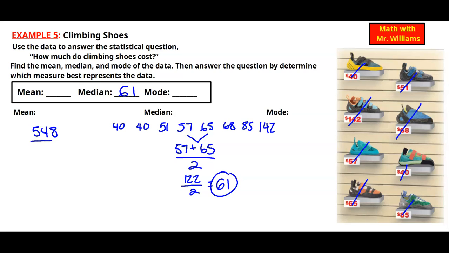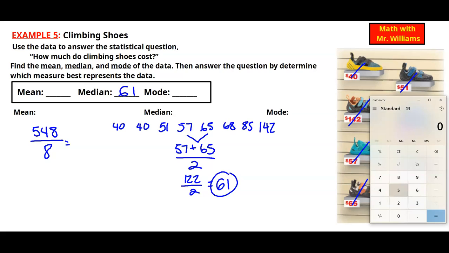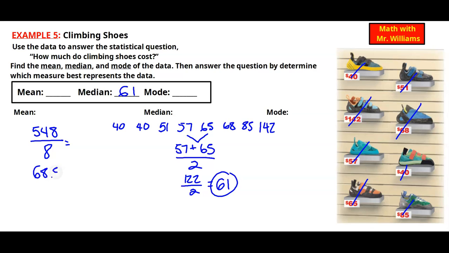548. Now I need to divide that by how many values we had. So we had a total of 8 values. So I go back to my calculator. We type in 548 and we divide that by 8, giving us our mean of 68.5. And since we're talking money, we'll make it 50 cents. So $68.50, and we'll go back to that 61.